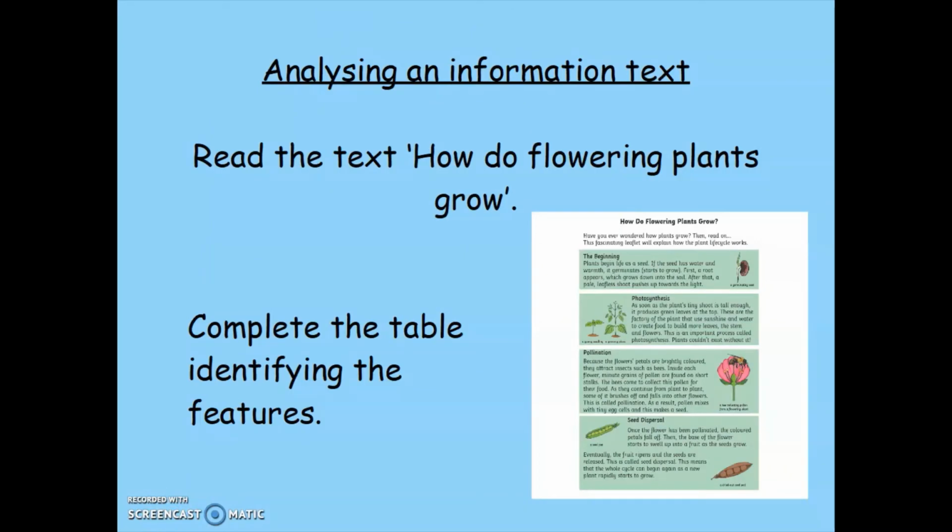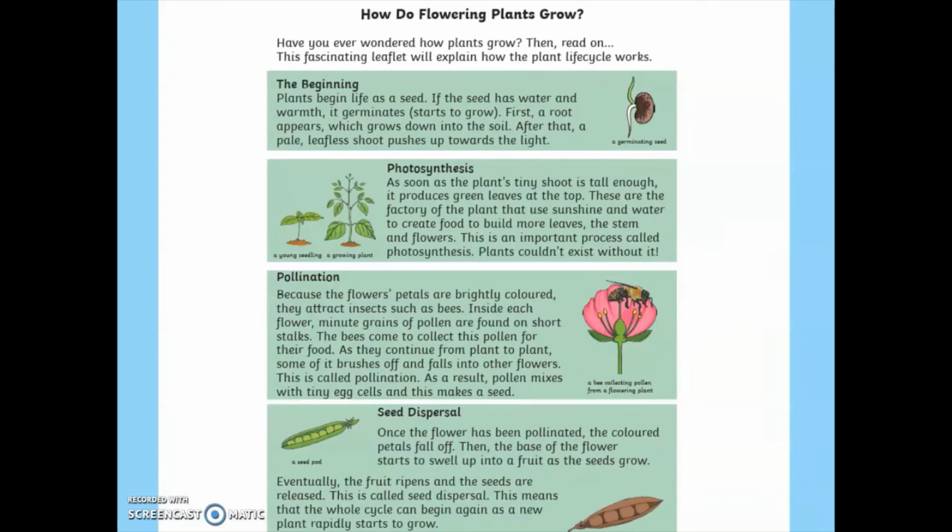Moving on to today's main task. Today we're going to be analysing an information text. The first thing that I want you to do is have one read through the text in your pack called How Do Flowering Plants Grow? Pause the video and press play when you've finished reading your text. And our task for today involves completing a table with the features.